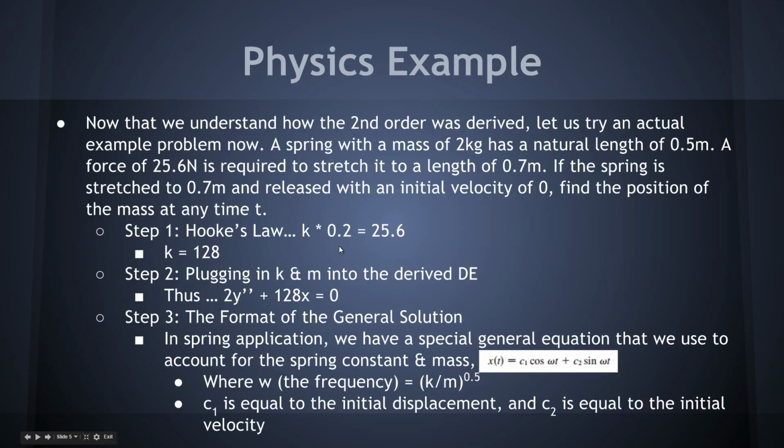Now we can plug k and the mass of the spring into the derived differential equation. First, we get 2x double prime plus 128x is equal to 0. In the case of the spring, we have a special characteristic equation that we use to account for the spring constant and mass. This equation is also shown here as x of t is equal to c1 times cosine of wt plus c2 times sine of wt, where w is the frequency, which is calculated by the square root of the spring constant divided by the mass, and c1 and c2 are constants that are our initial conditions of displacement and velocity.